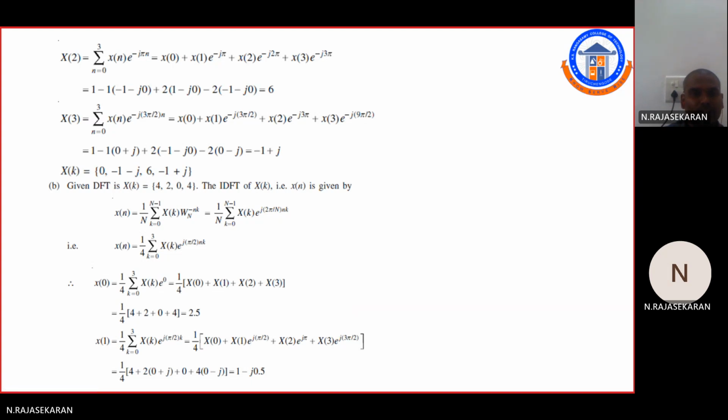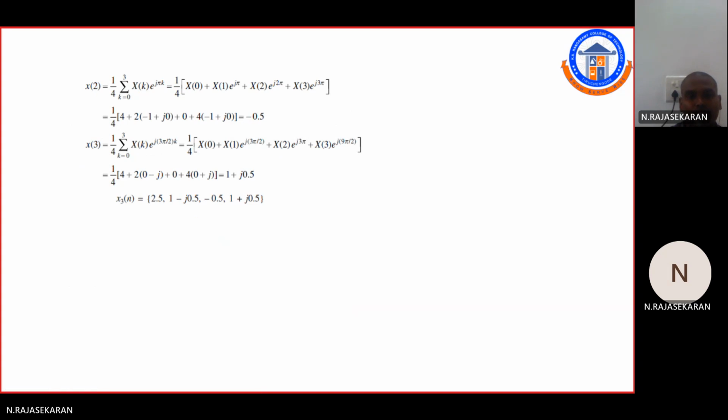So now substitute n equal to 4, 4 minus 1, 3. So 1 by 4 summation of k equal to 0 to 3 x of k e power j pi by 2 of nk. So substitute here k equal to 0, k equal to 1, k equal to 2 and k equal to 3 for all the given expressions, 4 times. Then you will get each answer. X of 0, the final answer should be equal to 2.5, x of 1 is minus j0.5, x of 2 is minus 0.5 and x of 3 is 1 plus j0. You just substitute all the given values into the corresponding equation, you will get the answer.